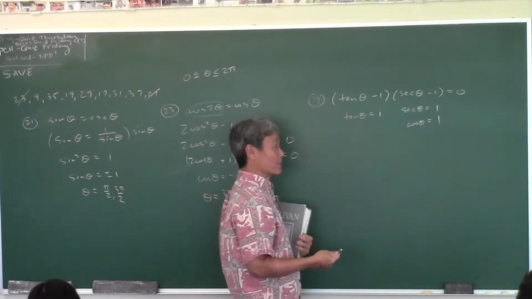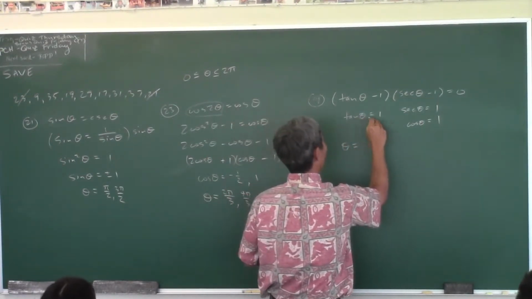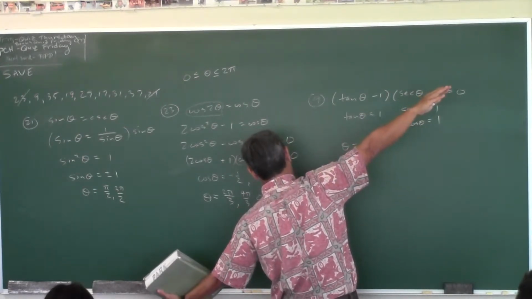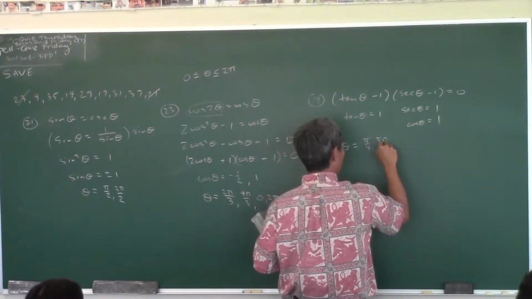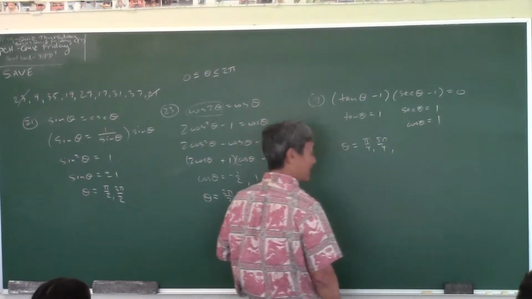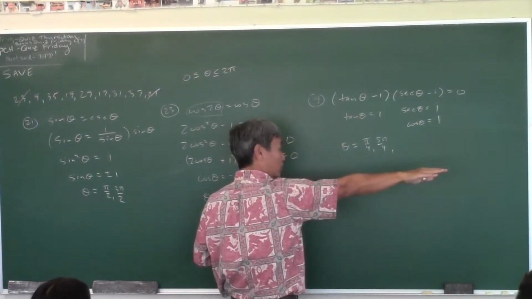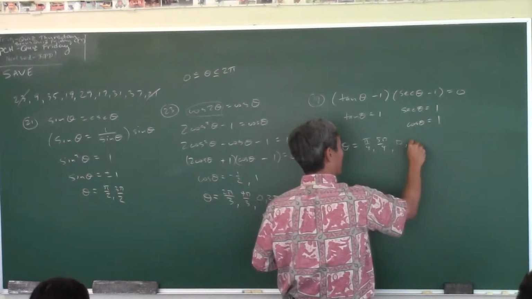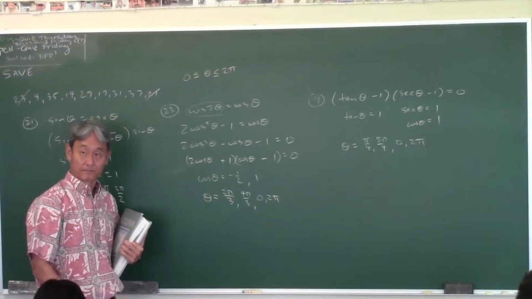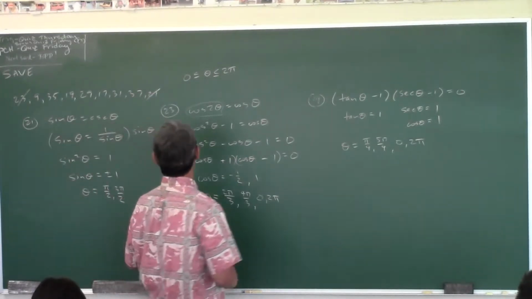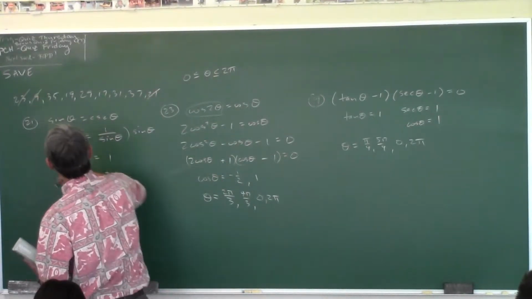And these are numbers you're supposed to know. Tangent of what angle is 1? Pi over 4, 5 pi over 4. Cosine of what angle is 1? 0 and 2 pi. Okay, so cross out 9.